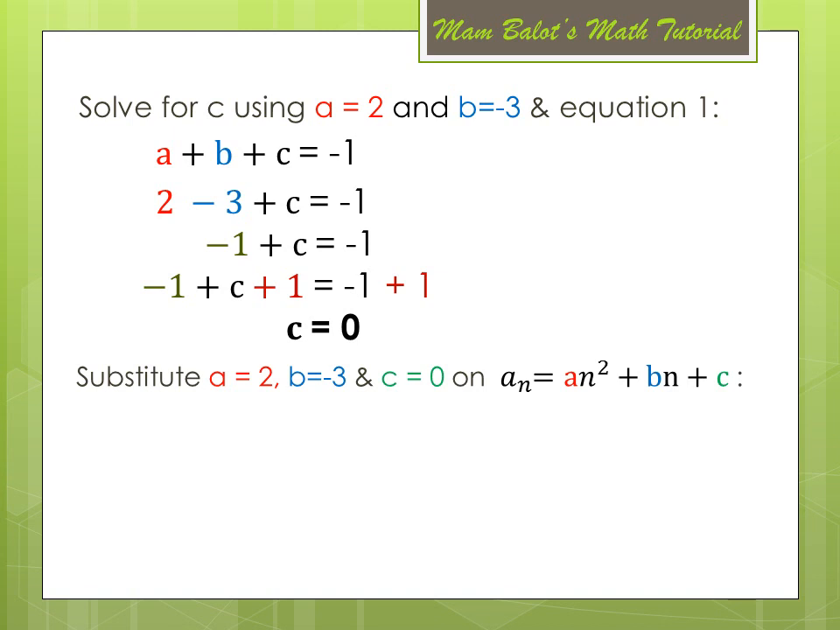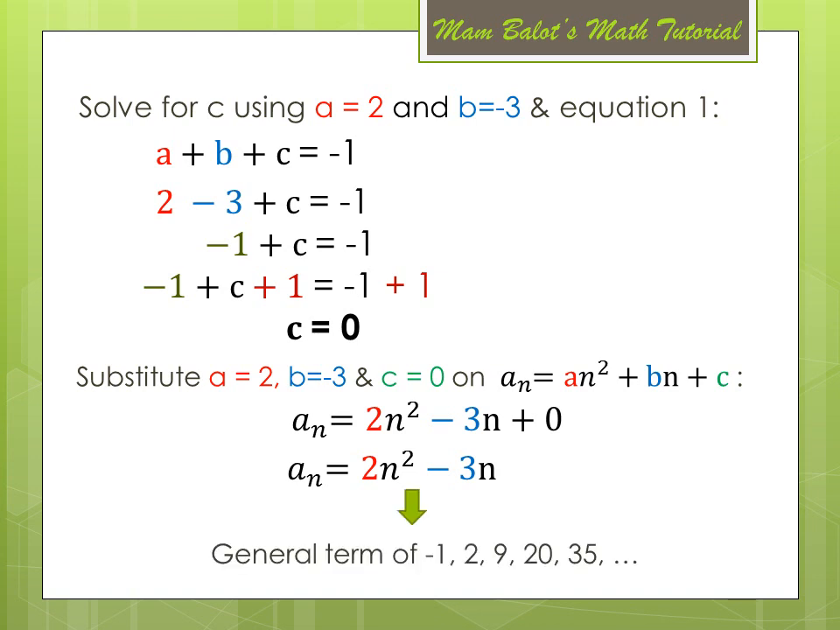So we will now substitute the values of a, b, and c to our general form a n squared plus b n plus c. So that becomes now a sub n is equal to 2n squared minus 3n plus 0. So since 0 doesn't have any value, we can simplify our equation into a sub n is equal to 2n squared minus 3n. So this is now the general term of the sequence given.